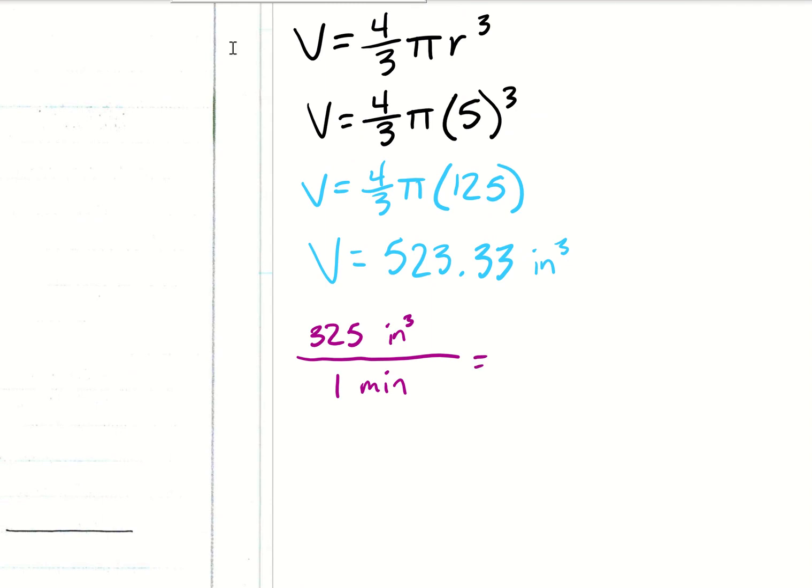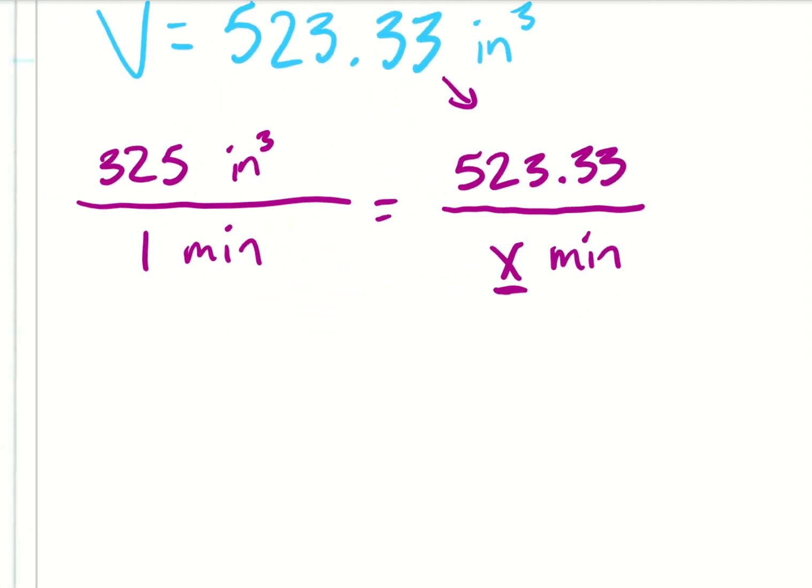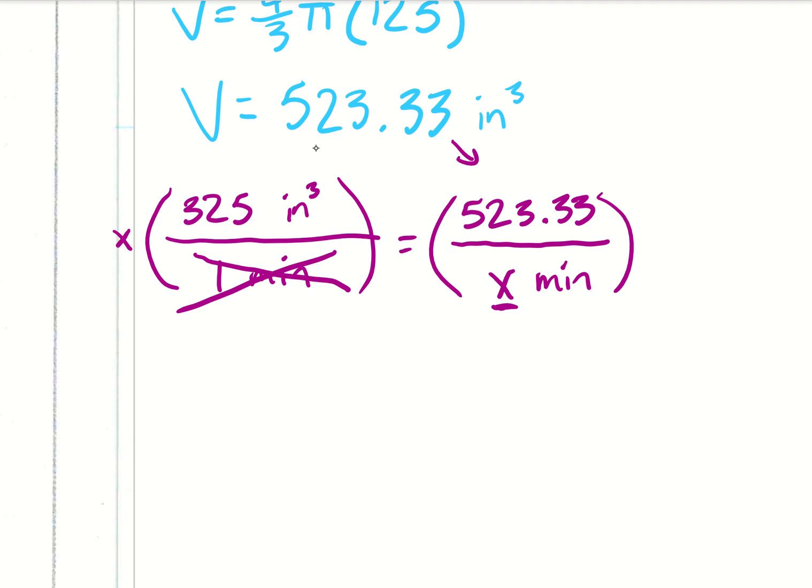So what we can do is just take this volume down here, and then we want to divide it by X minutes, right? Because we're trying to find X here. Then I have this ratio, and really all I need to do is multiply both sides by X. This 1 down here, we can just ignore, because anything over 1 is itself. If we multiply both sides by X, that's going to get rid of the X's here.